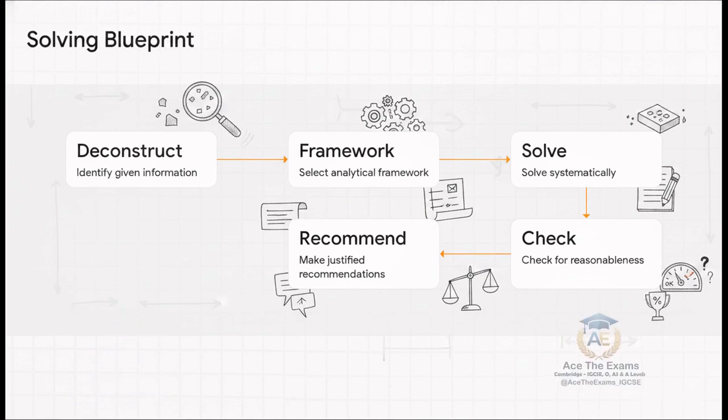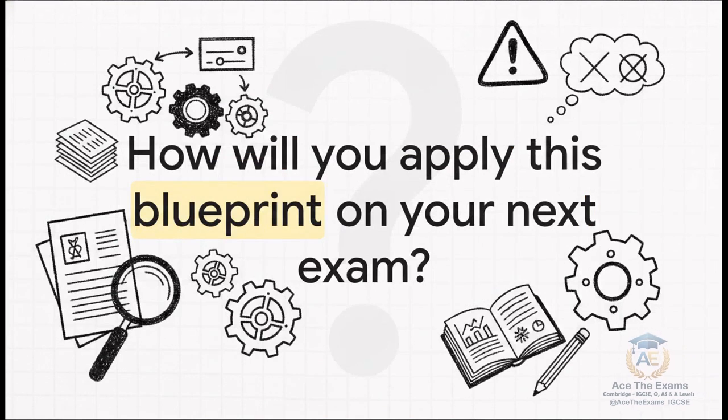Step 3. Solve systematically, using clear notation to secure those method marks. Step 4. Step back and check for reasonableness. Think about it. Does a 99% lossless compression ratio on a complex encrypted file make sense here? Probably not. Step 5. Make your final justified recommendations using precise syllabus-correct terminology. We've moved from raw memorization to a strategic, analytical approach that examiners are practically begging to see. You now have the procedural framework, the comparative analysis techniques, and the direct warnings from the examiners themselves.